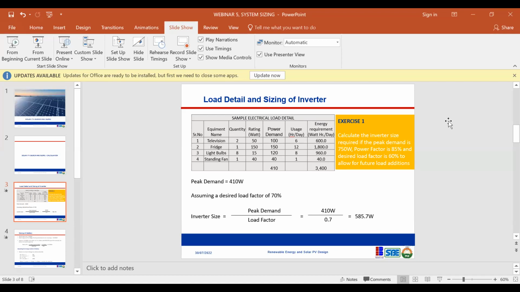Okay, 1,250 watts. Did anybody have any challenge doing this? I want to make sure everybody is following. Does anyone have any challenge getting this? Okay, fine, great.